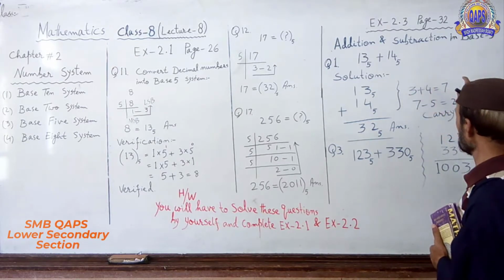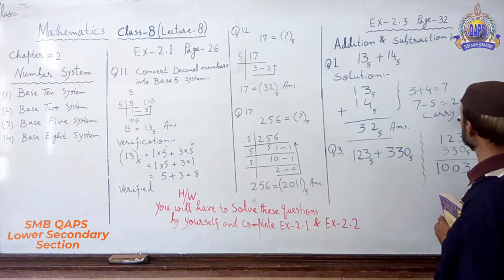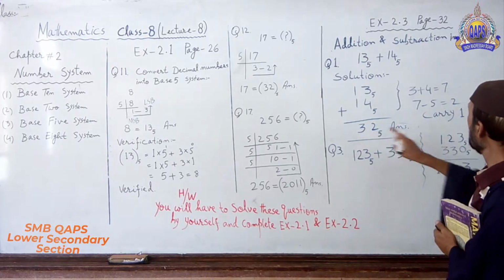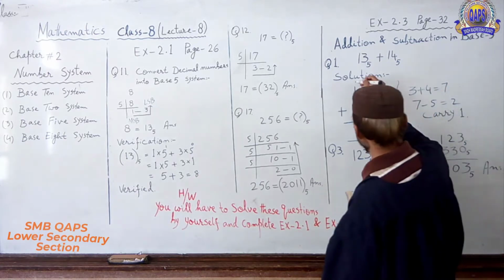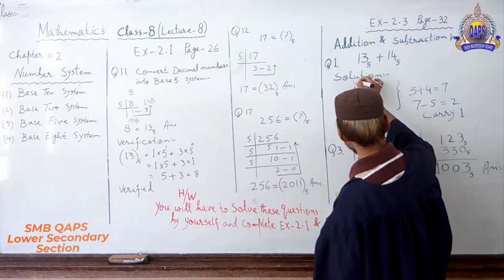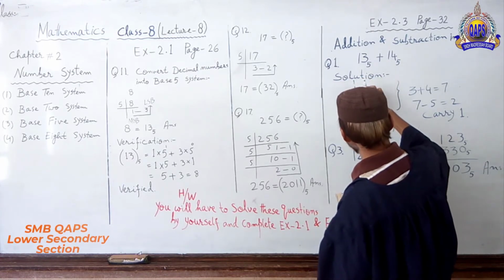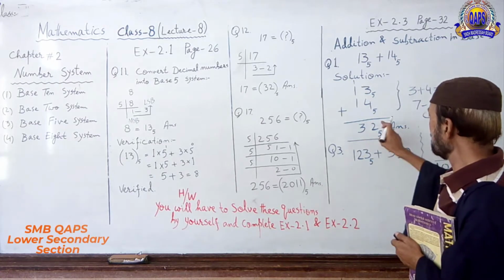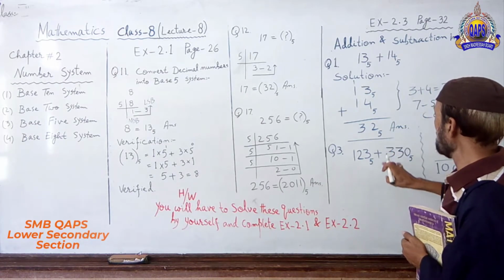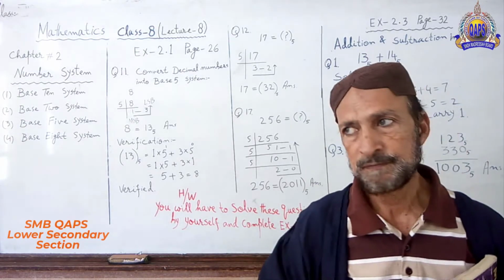So 3 plus 4 is equal to 7. 7 minus 5, 2. 2 over here and carry 1. See, carry 1, it will come over here. 1 plus 1 plus 1, 3. Answer 3 2 base 5.